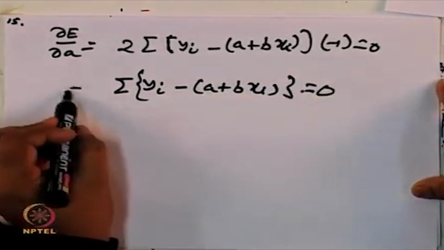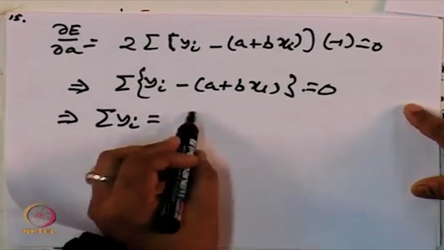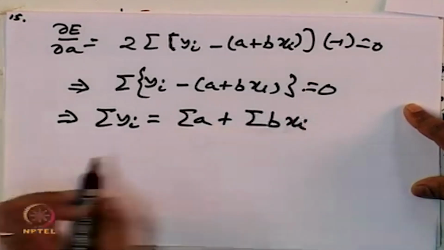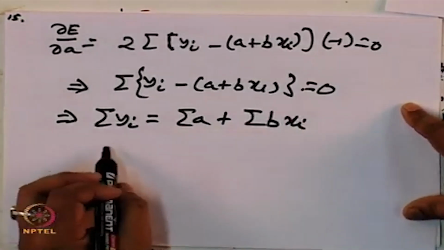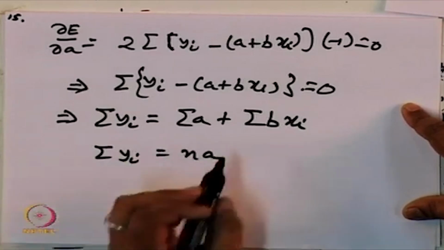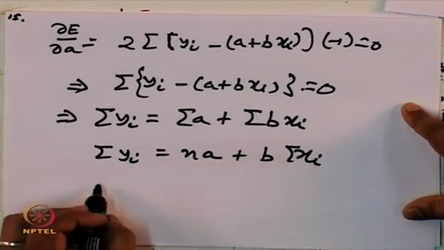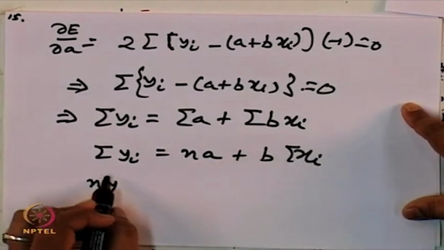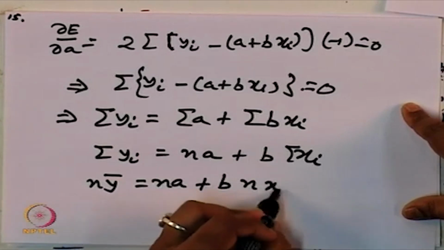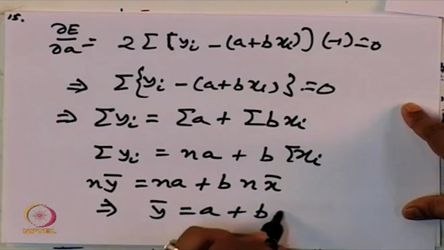Okay. So, this implies summation yi is equal to summation A plus summation bxi. So, this is n times A plus b summation xi. Okay. So, this is nothing but n times y bar. I can write n A plus b times n times x bar. So, this would give me the expression y bar is equal to A plus b x bar.